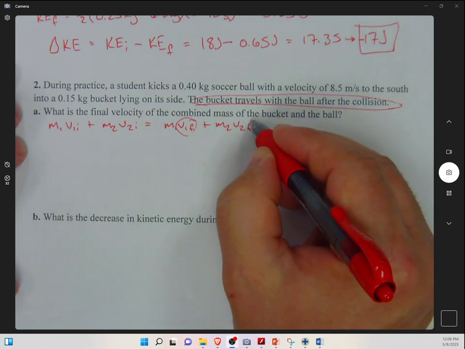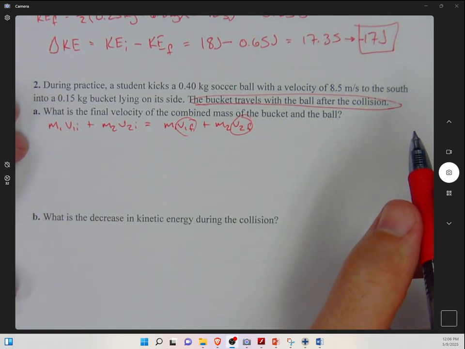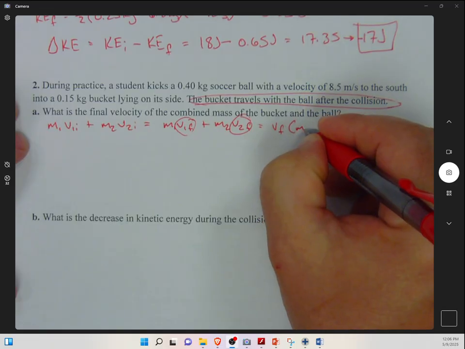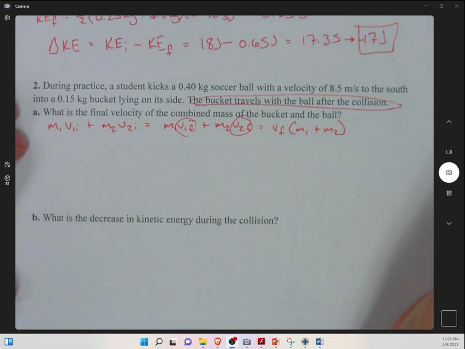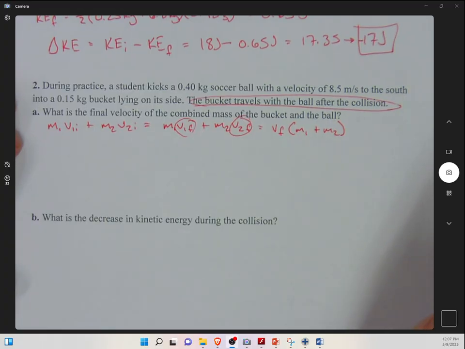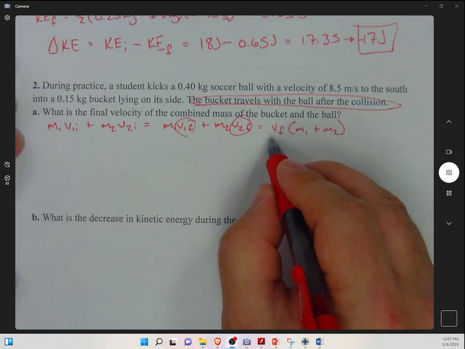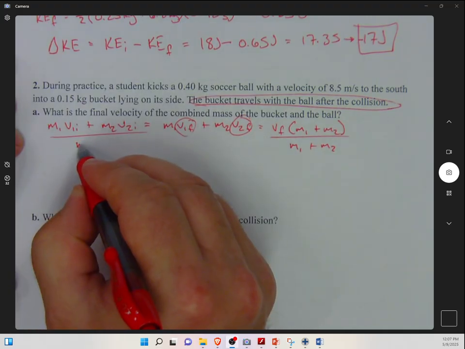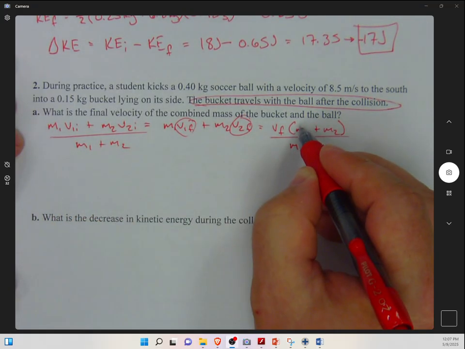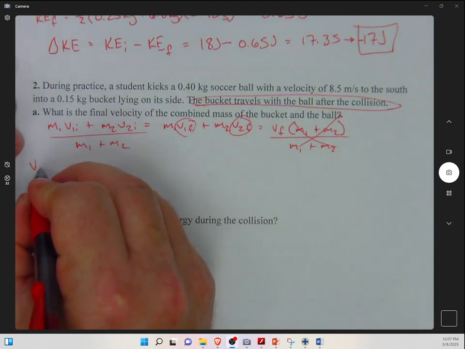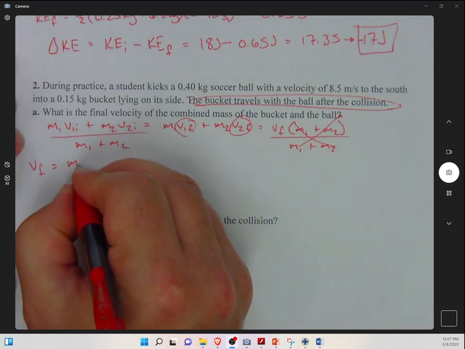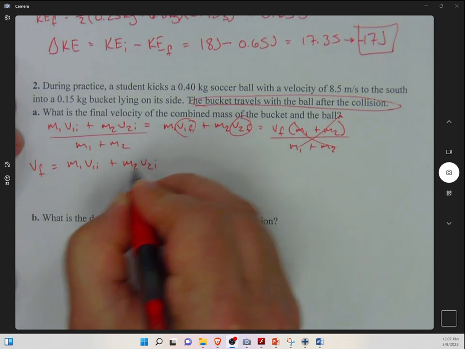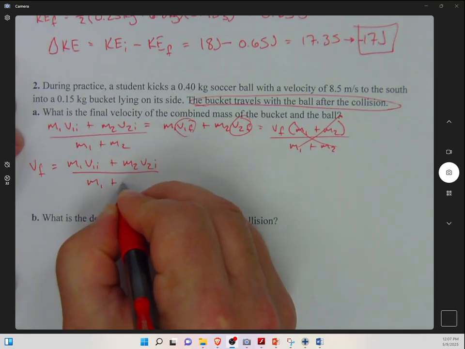Because the final velocity of both objects is going to be the same value, we can represent this as having the final velocity factored out, which makes this a whole heck of a lot easier to solve for. So I'll divide both sides by the sum of mass 1 and mass 2. That'll cancel. So my final velocity is going to be equal to m1v1 initial plus m2v2 initial, all divided by the sum of mass 1 and mass 2.